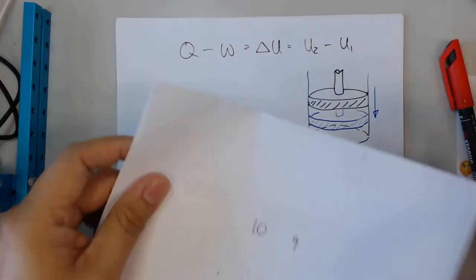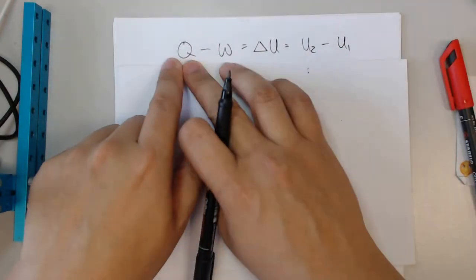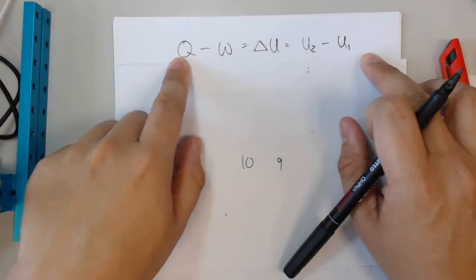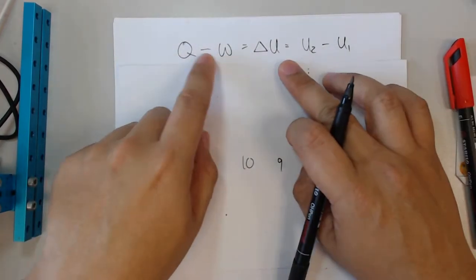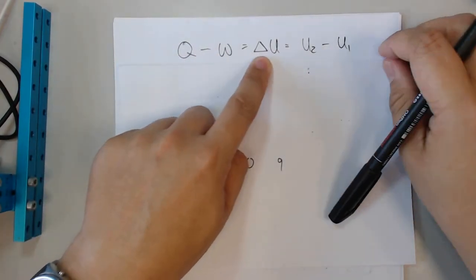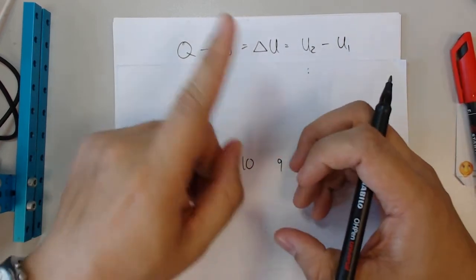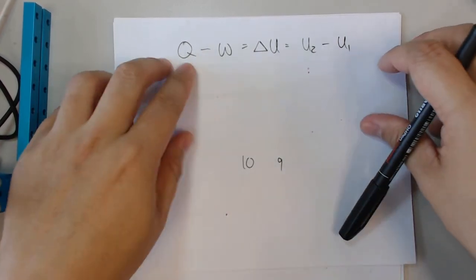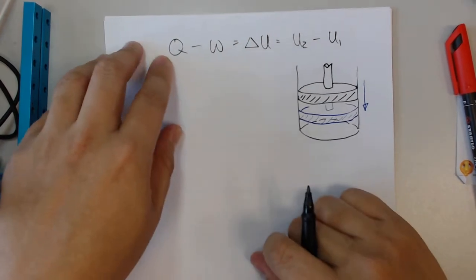This is the equation. That is the conservation of energy. For this case, Q minus W equals delta U. It is only applied for the closed system configuration, the closed one where there is no mass across the boundary.